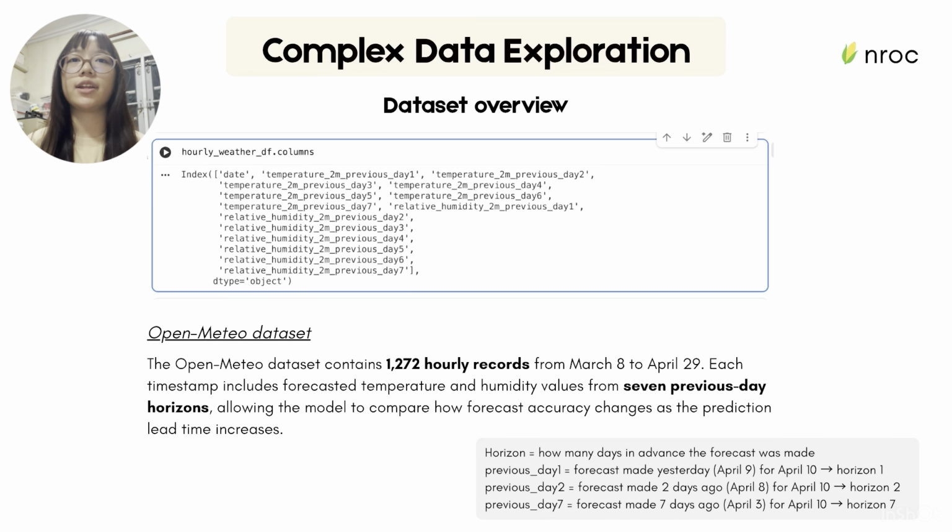The OpenMeteo dataset has 1,272 hourly records from March 8 to April 29, with 7 forecast versions per timestamp, 1 per horizon. Horizon 1 is yesterday's forecast, while Horizon 7 is what was made 7 days ago. This structure lets us study how accuracy changes as lead time increases.